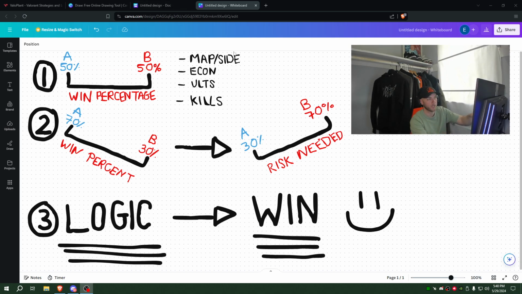Okay, so over here, the map and the side have no impact on the round. The econ is equal. There are no ults in play, and you're still in a 5v5. There's no kills that have happened. The round is 50-50. It's just as likely for team A to win the round as it is for team B to win the round.